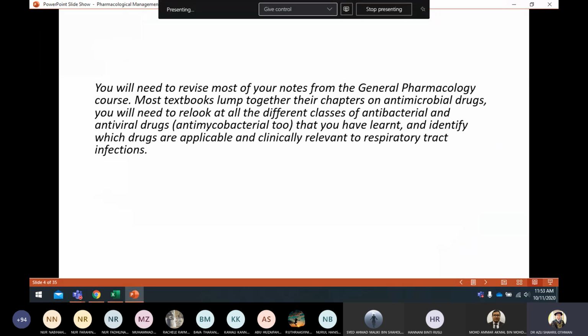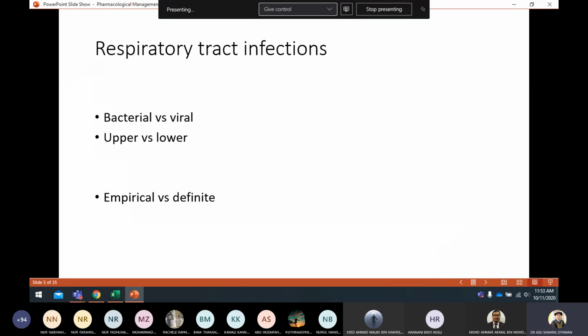So when we talk about respiratory tract infection, today we are going to talk about bacterial, viral and also mycobacterial. You've gone through your first PBL on tuberculosis, so I'm not going to go into the anti-tuberculosis drugs so much today, because you've already learned that during the PBL and you've already presented. So again, it's just a review of whatever you have learned.